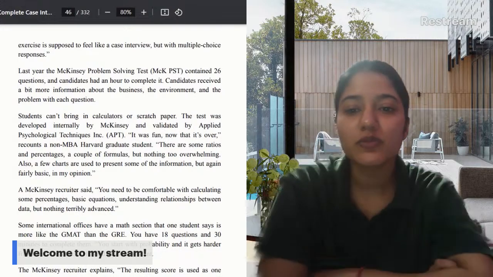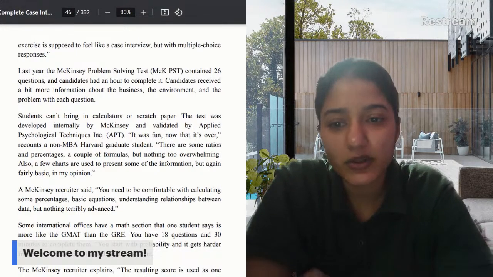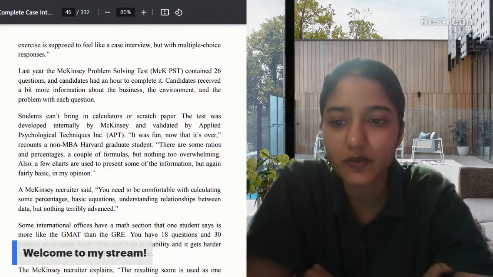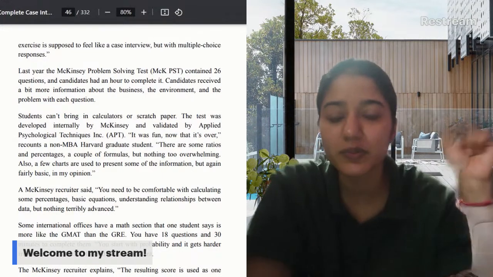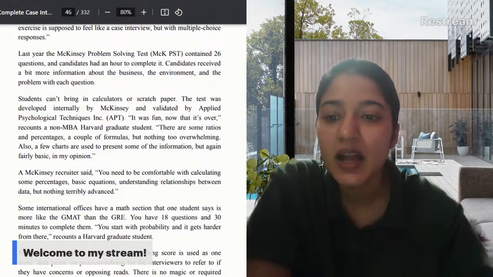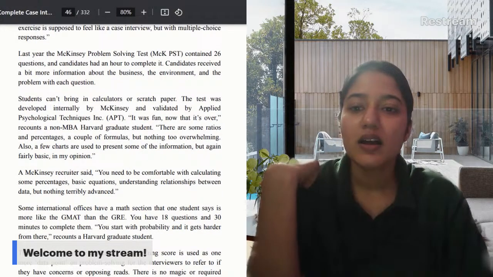Last year, the McKinsey problem solving test contained 26 questions and candidates had an hour to complete it. Candidates receive a bit more information about the business, the environment, and the problem with each question. Students can bring in calculators and scratch paper. The test was developed internally by McKinsey and validated by Applied Psychology Techniques, Inc., APT.